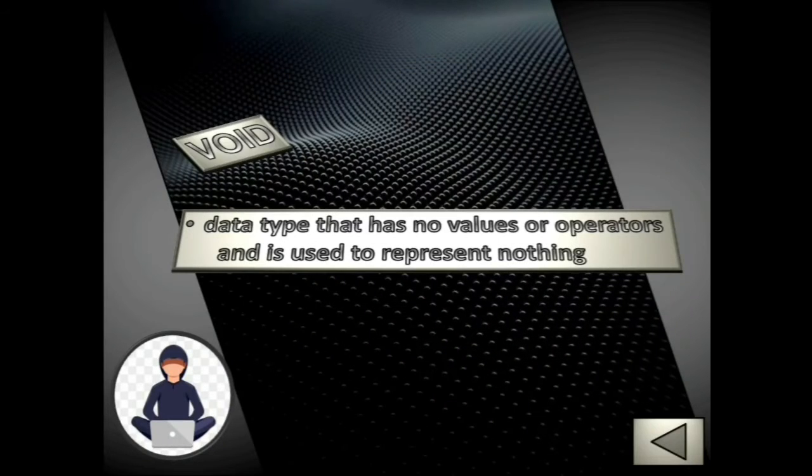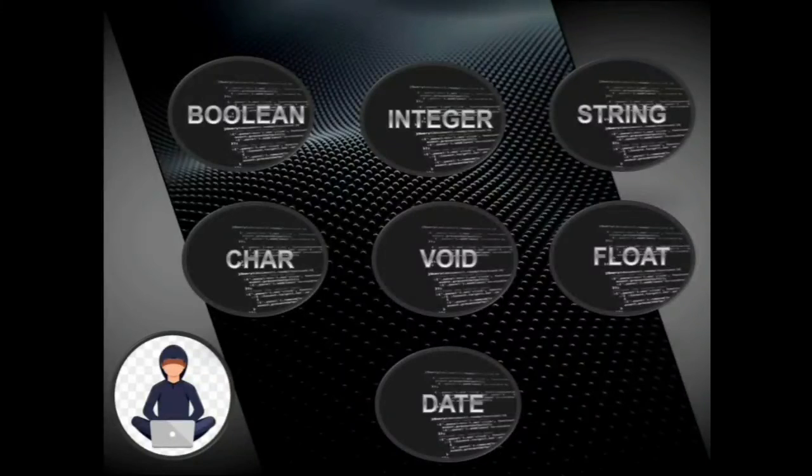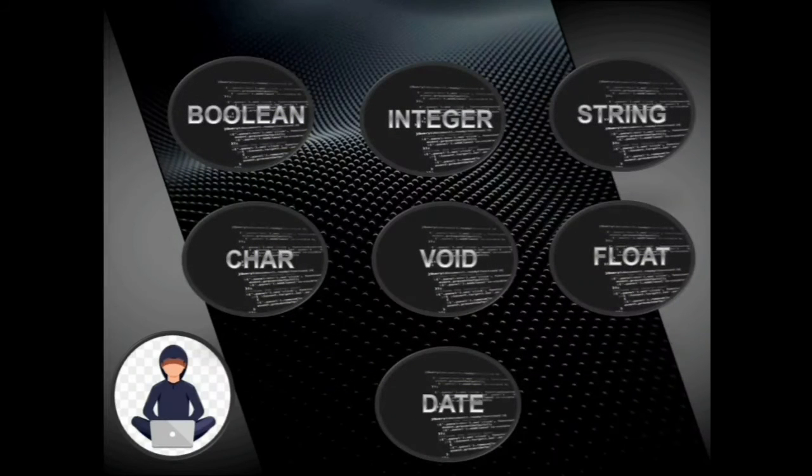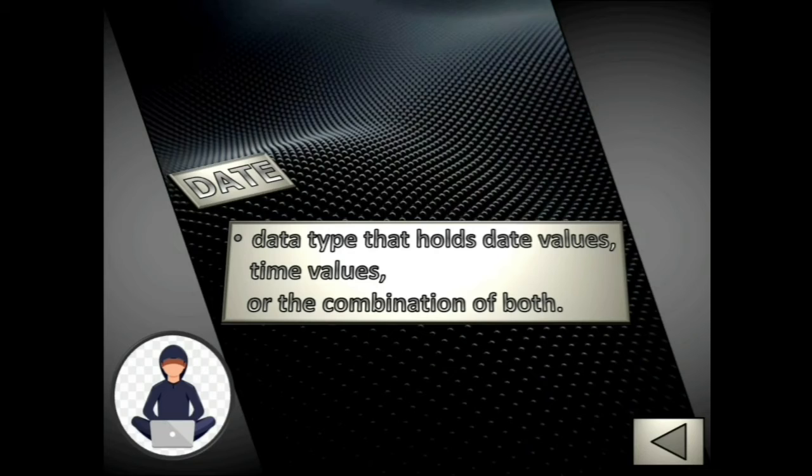Void. Data type that has no values or operation and is used to represent nothing. Float. Floating point. Number with a decimal point used for precise values such as currency. Default value is 0.0. Single precision 32-bit IEEE 754 floating point. Date. Data type that holds date values, time values, or the combination of both.